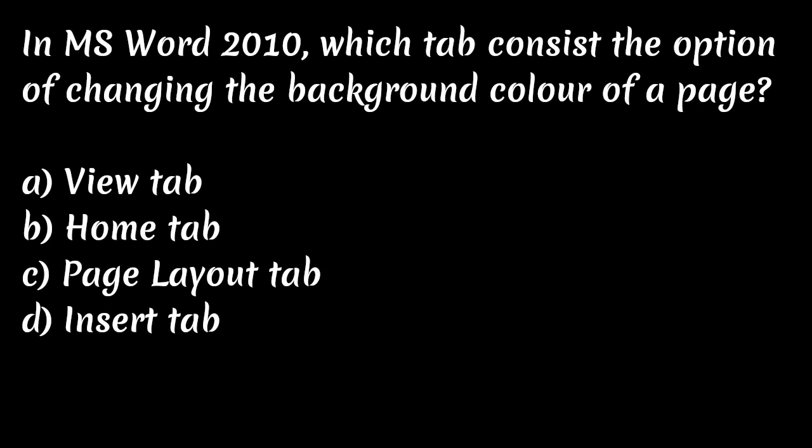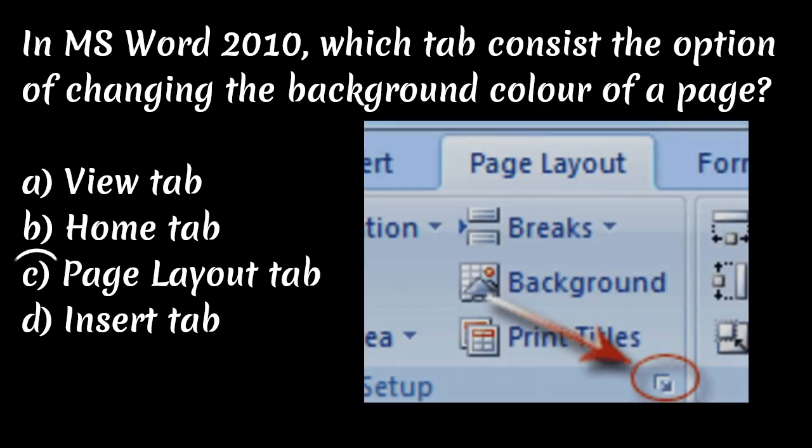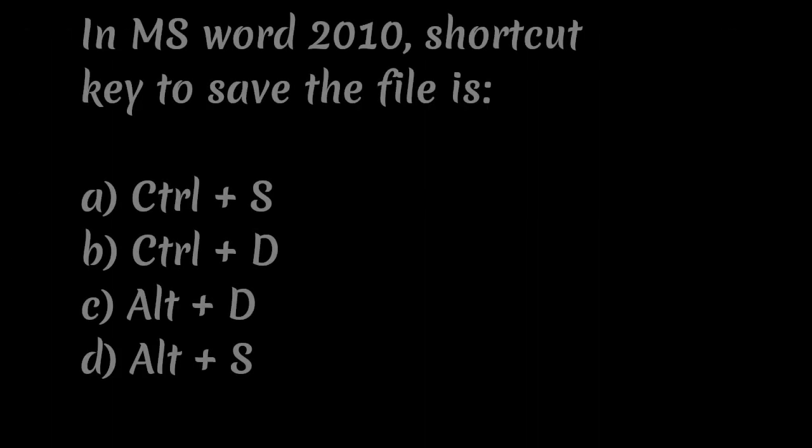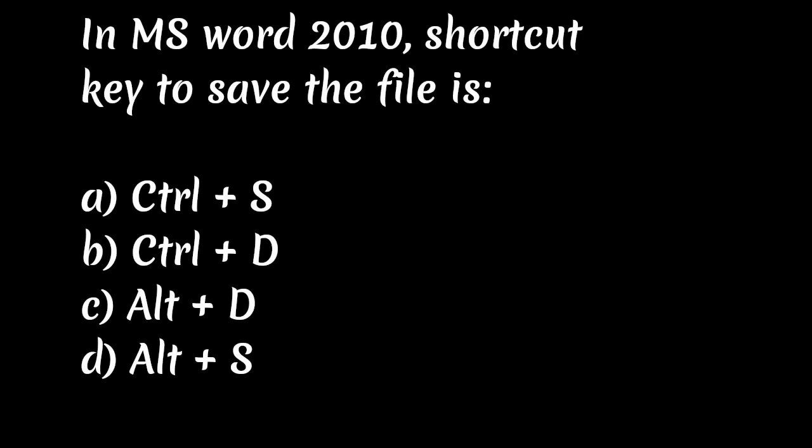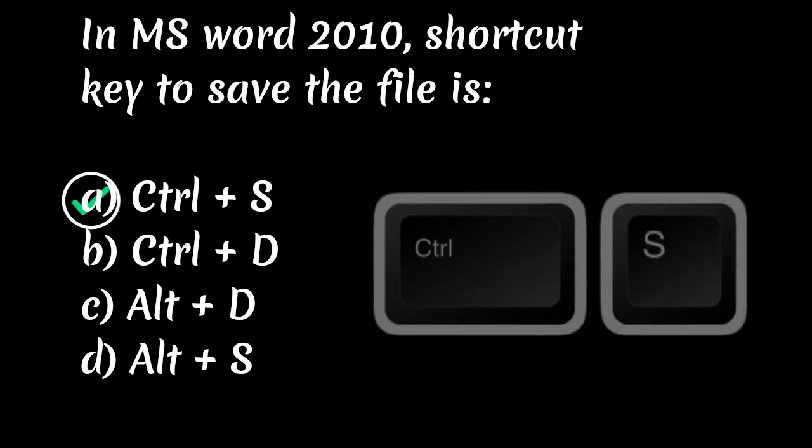Question 44. In MS Word 2010, which tab consists the option of changing the background color of a page? A. View tab. B. Home tab. C. Page layout tab. D. Insert tab. Answer C. Page layout tab. Question 45. In MS Word 2010, shortcut key to save the file is A. Ctrl S. B. Ctrl D. C. Alt D. D. Alt S. Answer A. Ctrl S.